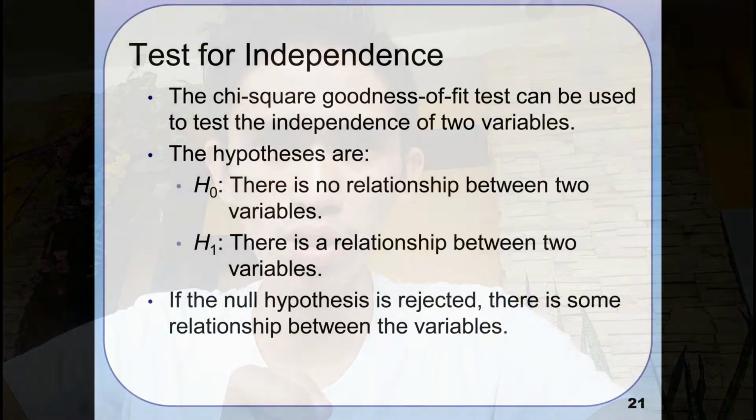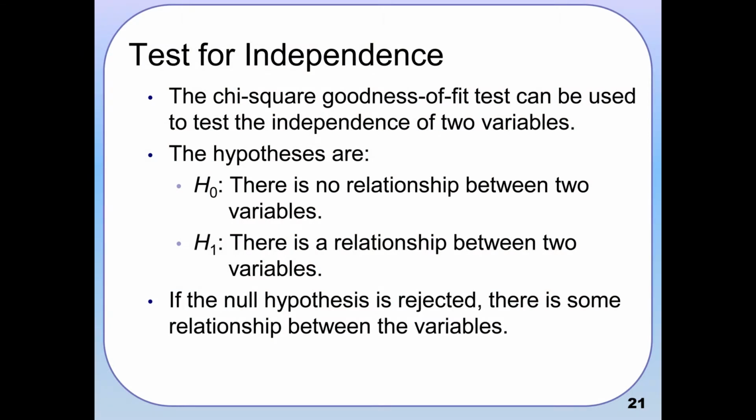Test for independence. The chi-square goodness of fit test can be used to test the independence of two variables. Kailangan natin duha nga variable. So the hypotheses are: H0, there is no relationship between two variables. Muna siya ang atong initial one. So ang H1, the alternative, there is a relationship between two variables. So makabalo na ta kung unsa independence, kailangan ang usa relation ng usa without relationship. And the null hypothesis is rejected. There is some relationship between the variables.